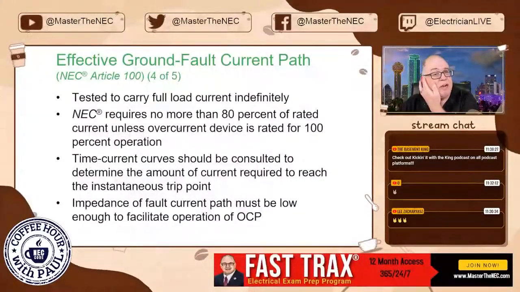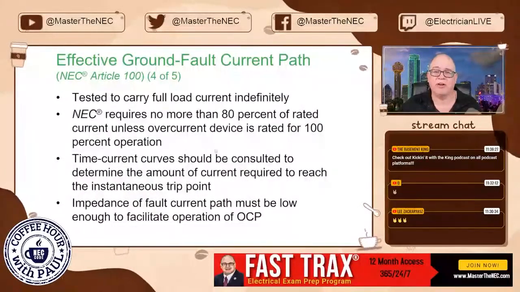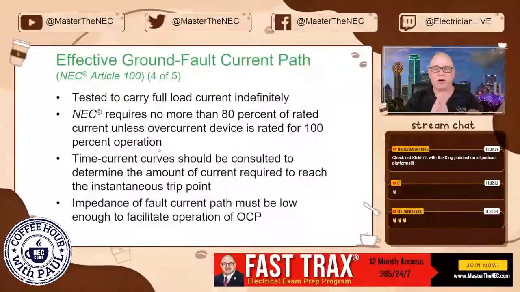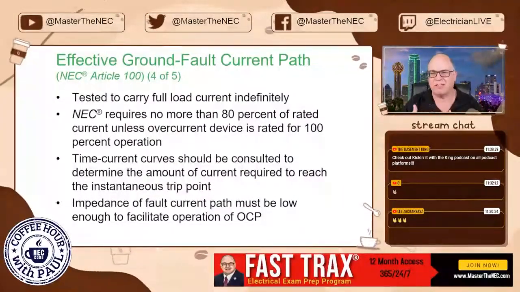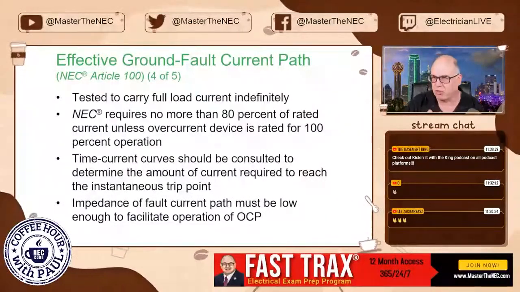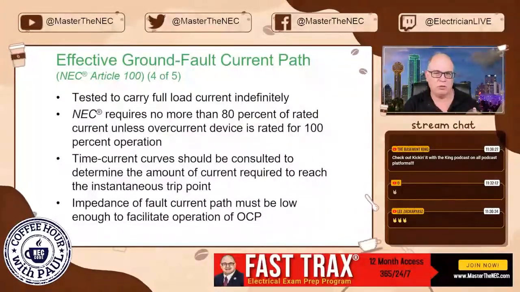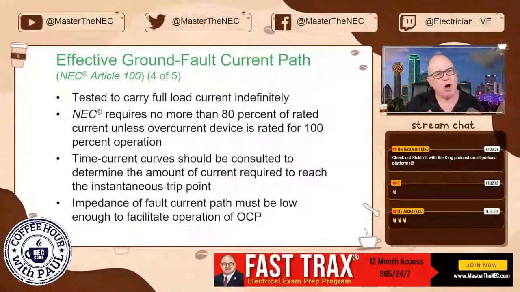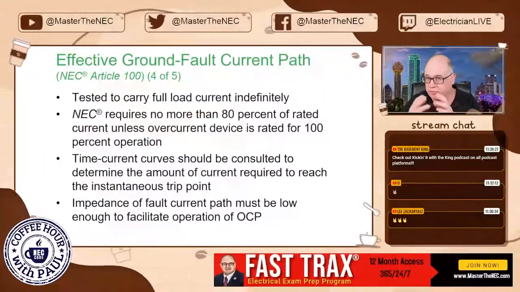Now, the NEC requires no more than 80% of rated current unless the overcurrent device is rated for 100% operation. This is where you see people talk about the 125% rule and all this kind of stuff. It refers to the fact that the typical circuit breaker is going to limit continuous loads to 80% on a circuit breaker. If you already know the rating of the circuit breaker and you want to know what the load is, that would be 80% of the rating of that circuit breaker.